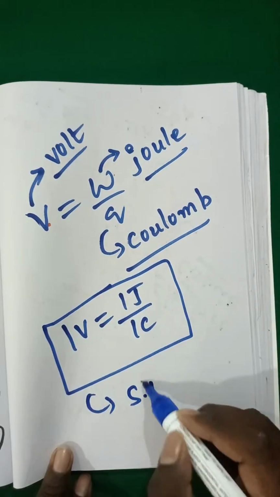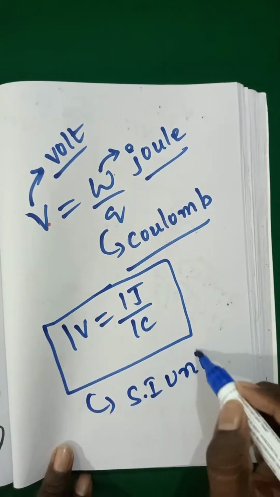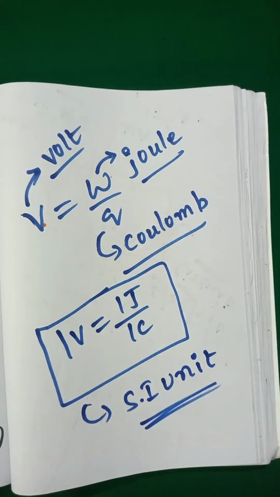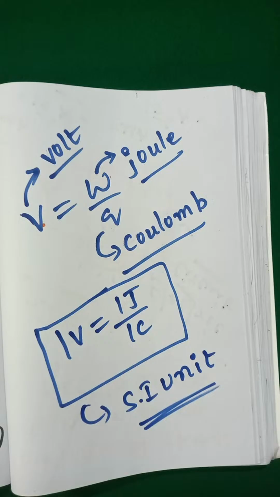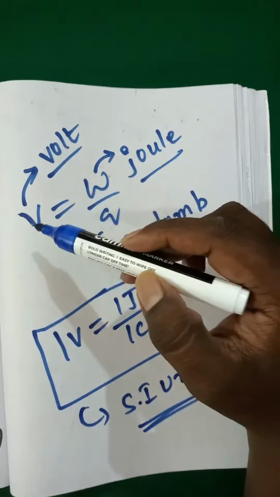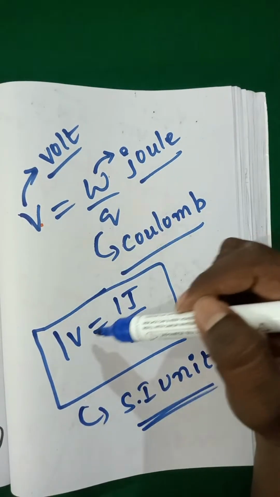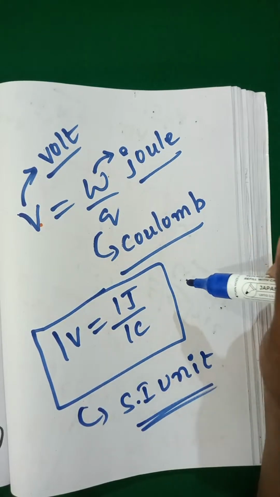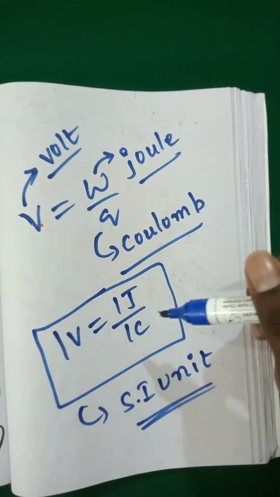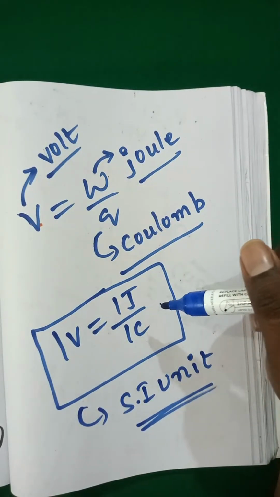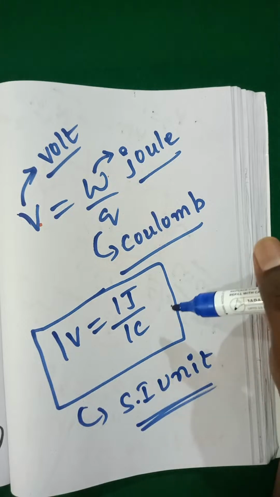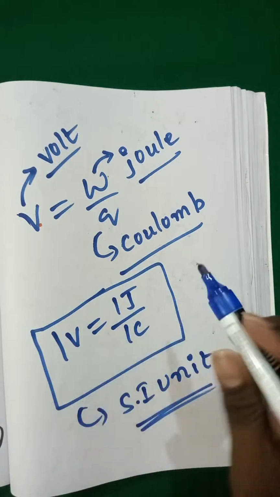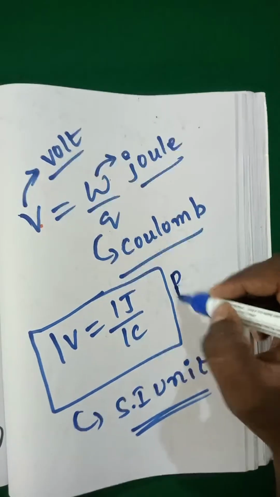So the SI unit of potential difference, very important from the MCQ point of view. One more question will come for the exam. So 1 volt is defined as 1 joule of work done to bring 1 coulomb of charge from one point to another point. That is nothing but the potential difference.